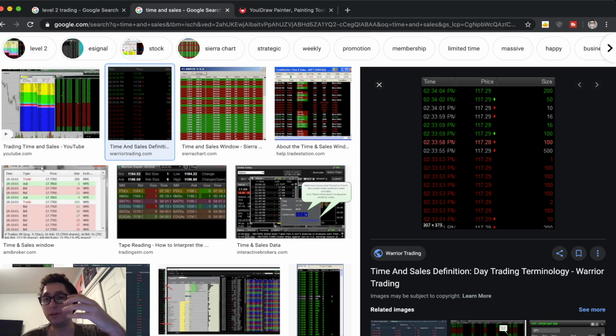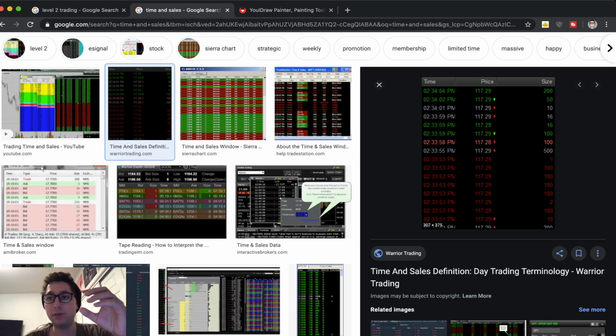Now, there are a little bit more dimensions to the time and sales, and it's going to depend on the broker and the platform, but it's color coded: a green, a neutral, and a red. This just represents further indications of who's in control, the buyers or the sellers.